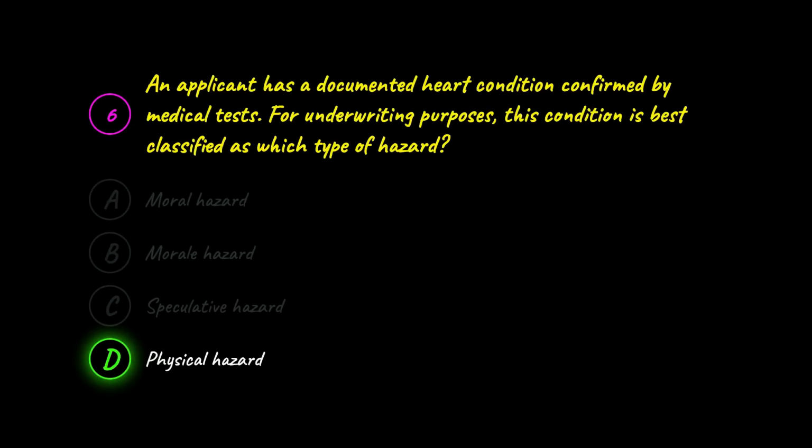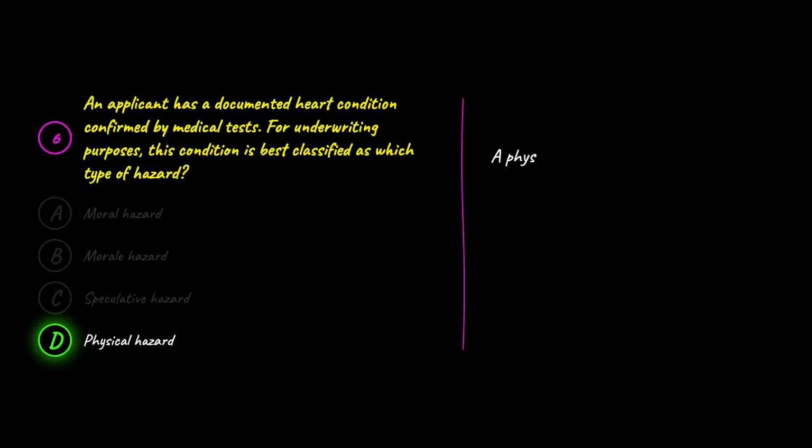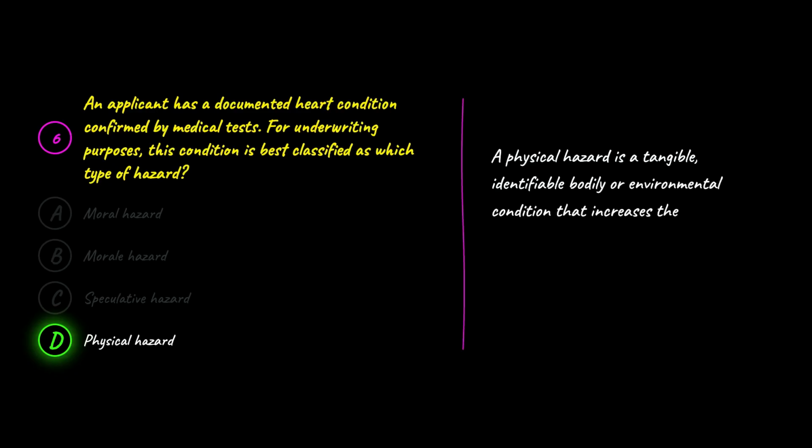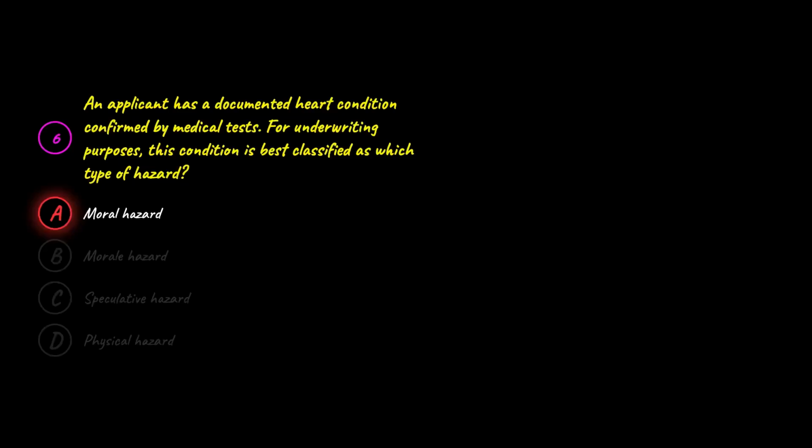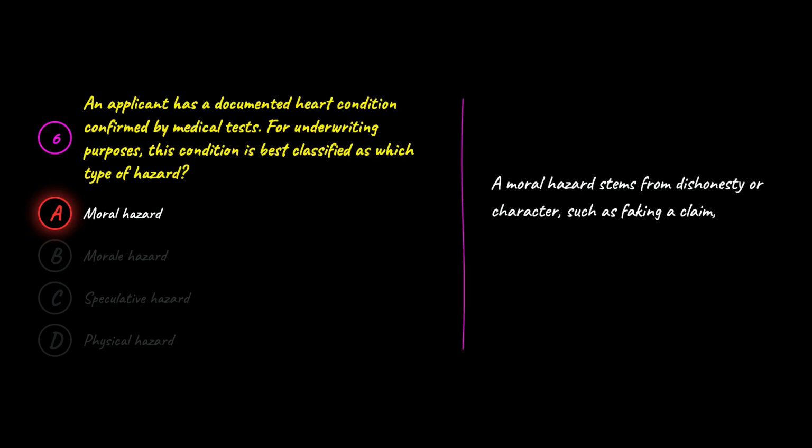The correct answer is D, physical hazard. D is correct because a physical hazard is a tangible, identifiable bodily or environmental condition that increases the chance of loss. A diagnosed heart condition is exactly such a measurable physical condition. A is wrong because a moral hazard stems from dishonesty or character, such as faking a claim, not from a genuine medical condition the applicant actually has.